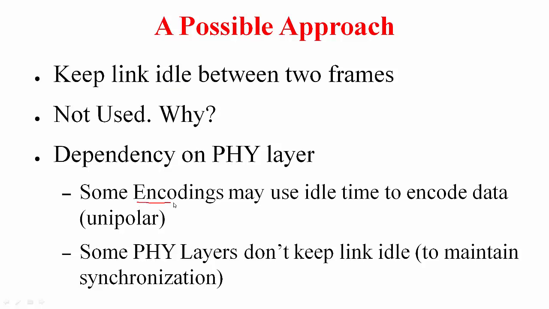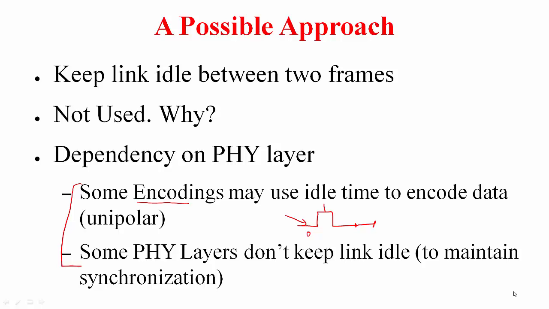So for example, some file layer encodings may use idle time to encode data. For example, in unipolar, you have something like this. So 0 is encoded as an idle time and 1 is encoded as a voltage level. Now, if you want to use idle gap, this encoding cannot be used. Similarly, some other file layers don't keep the link idle. In other words, they continuously send data to maintain synchronization between the nodes. So if you want to use this approach to separate frames, then you cannot use some of these encodings. If you want to use these encodings, you need to come up with some other approach.